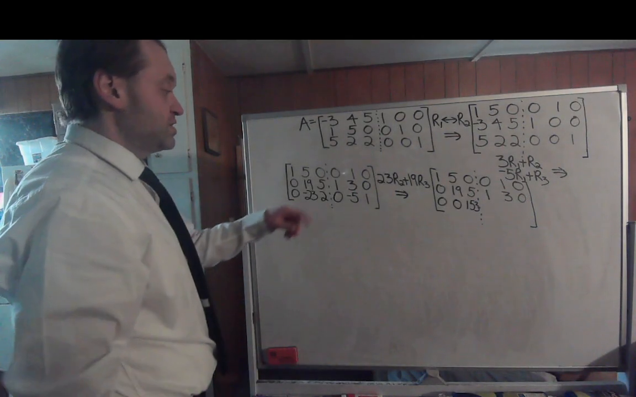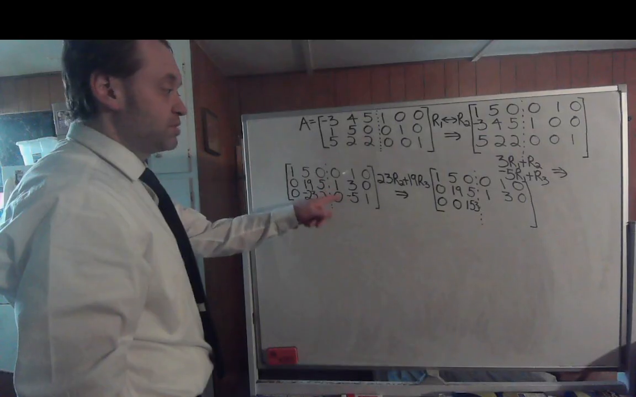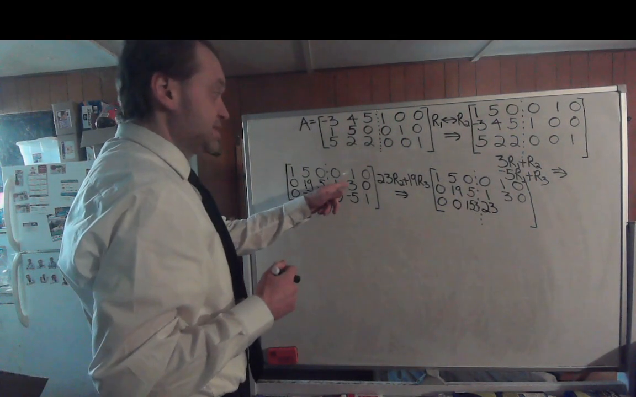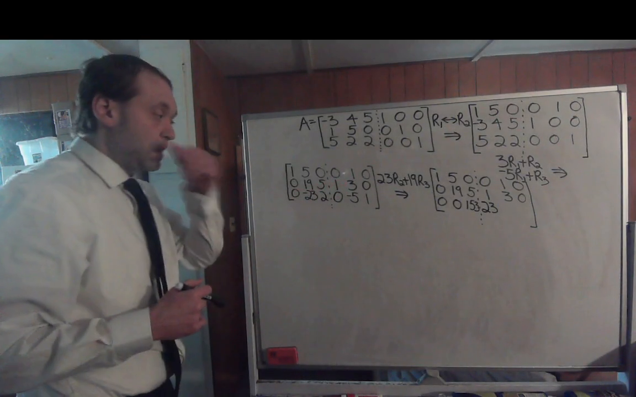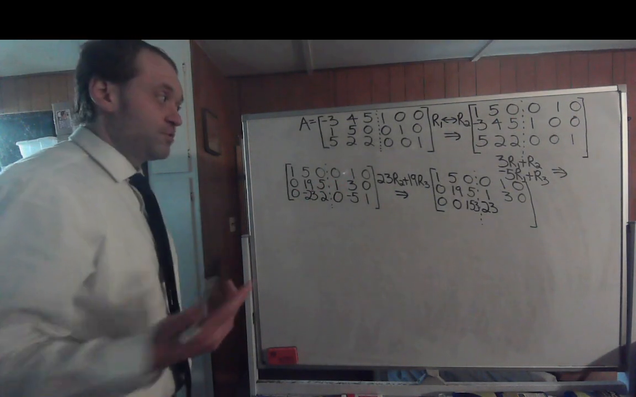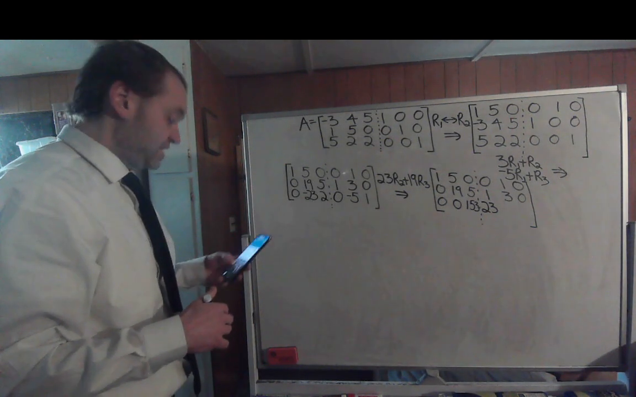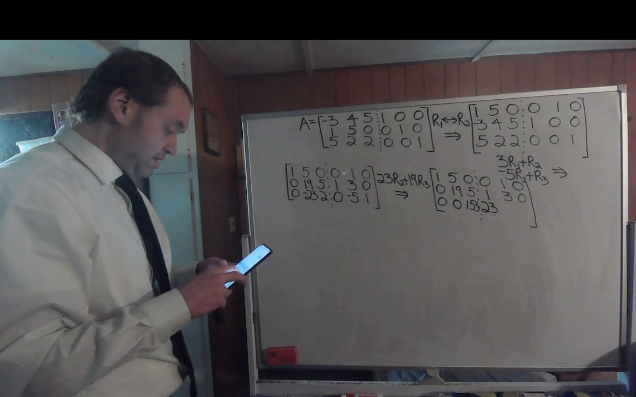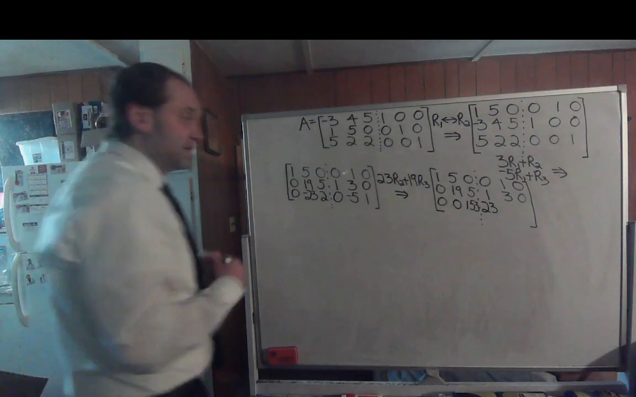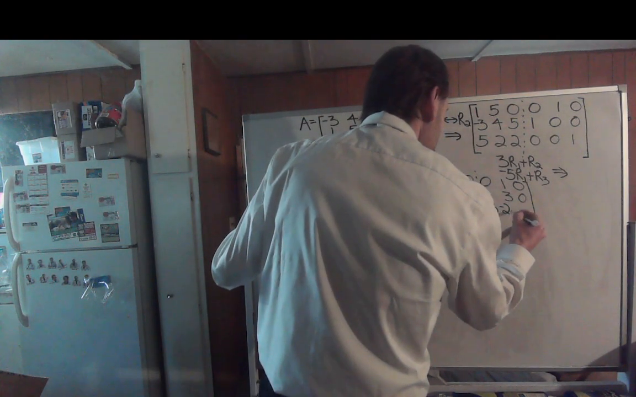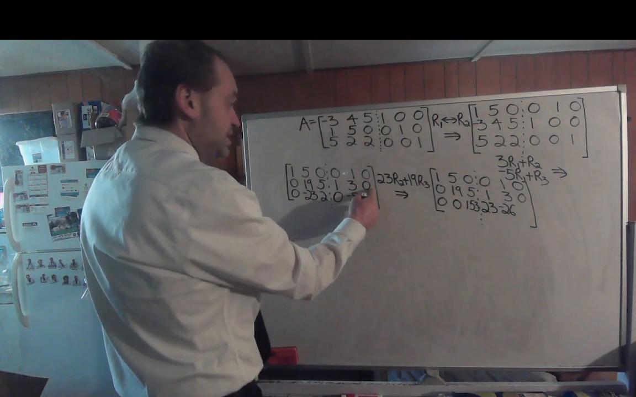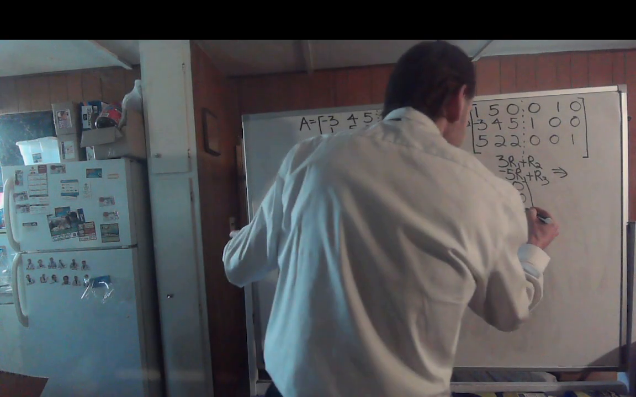Now, 23 times 1 plus 0 is 23. 23 times 3 is 69 minus 19 times 5, which is 95. So we got to figure out 69 minus 95. That'd be negative 26. Alright, and then 23 times 0 is 0, plus 19 times 1, that'd be 19.